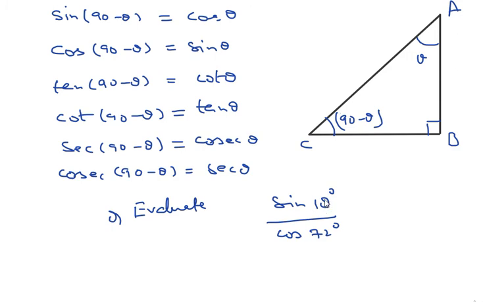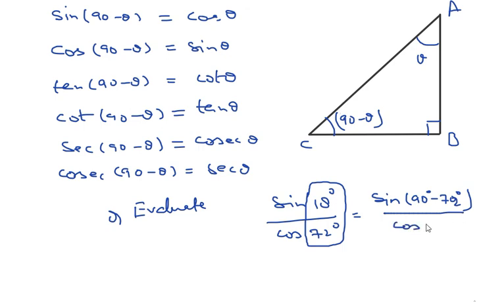We have to evaluate sin 18 degrees upon cos 72 degrees. You can see the sum of these two angles is 90 degrees. It means these two angles are complementary. So you have to change only one part, either the numerator or the denominator. Let me repeat again. This 18 degrees can be written as sin 90 minus 72 degrees. We will not change the denominator, it will remain the same.